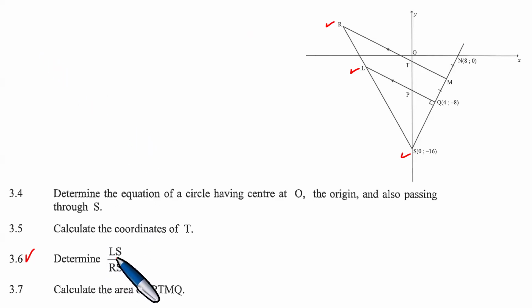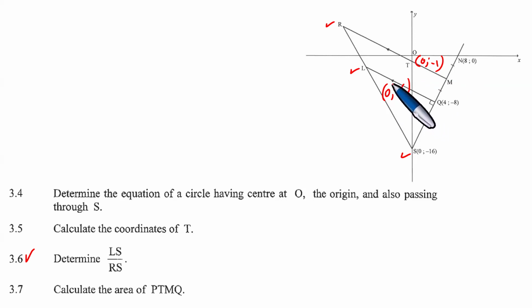So to determine LS to RS, we proceed as follows. First things first, we do not know quite the coordinates of R, the coordinates of L, the coordinates of S, but we actually know some of the coordinates. Like we know the coordinates of T, we found them to be 0 together with -1. We found the coordinates of P to be 0 with -6, like this.